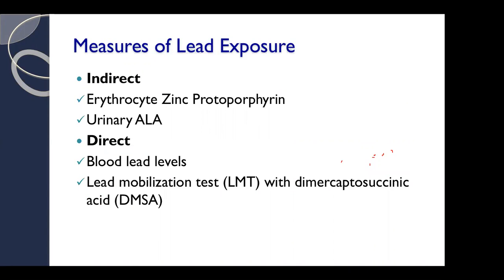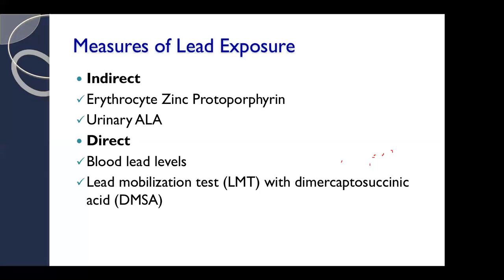इनके भी 2-3 डायरेक्ट और इनडायरेक्ट पैरामीटर्स हैं. जो इनडायरेक्ट पैरामीटर हैं that is erythrocyte zinc, because what happens is that instead of iron, zinc gets incorporated in that protoporphyrin ring, making it ineffective. So erythrocyte zinc protoporphyrin levels are increased. Urinary ALA हमने अभी discuss कर लिया.